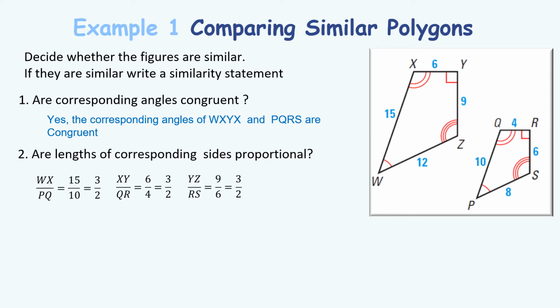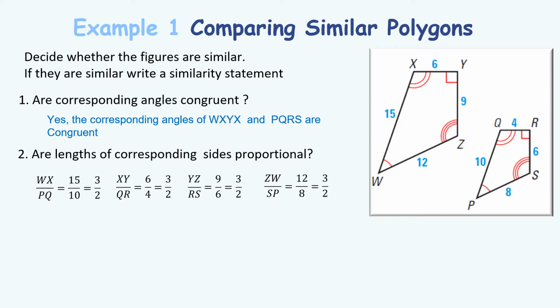So we're missing only one ratio. And the next ratio will be for z, w, whose length is 12, and s, p, that is 8. So z, w over s, p is equal to 12 over 8, and if we simplify 12 over 8, it will be equal to 3/2. So we can see that every single ratio that we wrote, when simplified, becomes equal to 3/2.